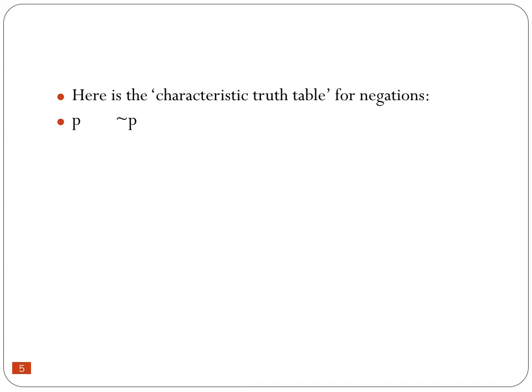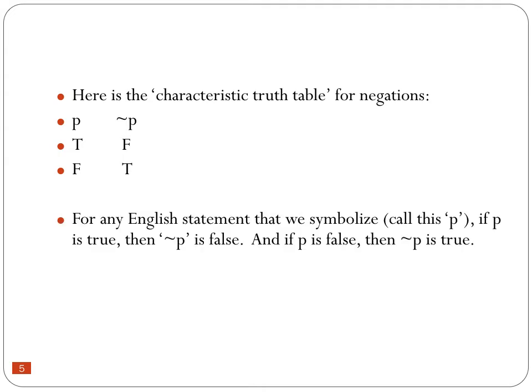And we can come up with a truth table for negation. So if you have some statement P and you have its negation, not P, when P is true, then, drum roll, not P is going to be false. And if P is false, then the negation of it, not P, is going to be true. So it's just the opposite. So for any English statement that we symbolize, call it P, if P is true, then the negation of it, not P, is going to be false. And if P is false, then not P is going to be true. It's just the opposite, and that should be pretty straightforward and clear.